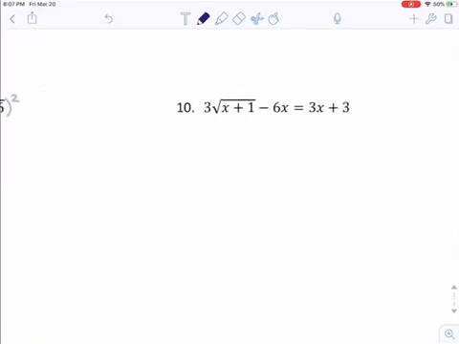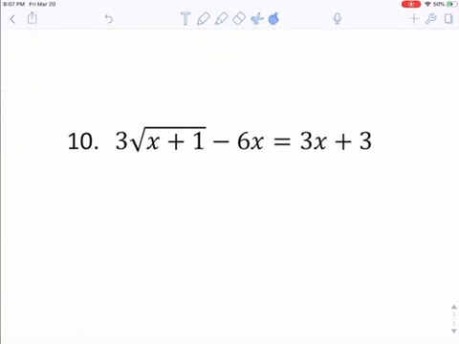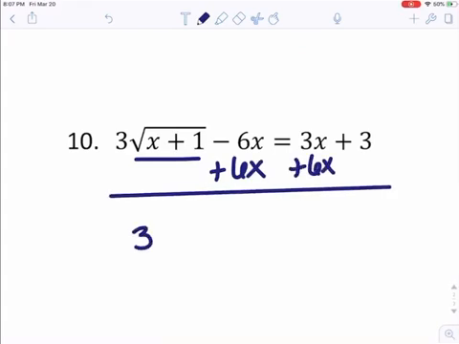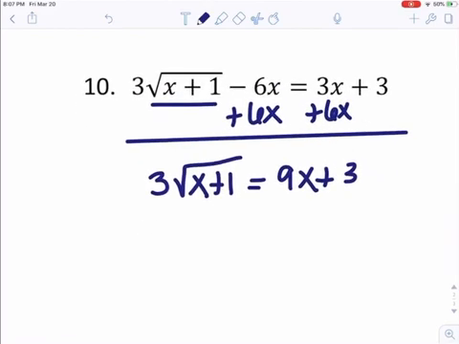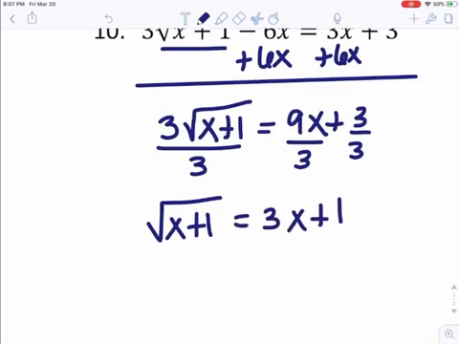Okay, number 10 is a doozy. Oops, sorry. So we need to get this lovely guy all by himself. Okay, so what I need to do is get rid of this 6x first. I see a like term that 6x can combine with. So 3 root x plus 1 equals 9x plus 3. Now that 3 is attached to the radical by multiplication, so the opposite of that would be to divide every single thing by 3, okay? So I get radical x plus 1 equals 3x plus 1.